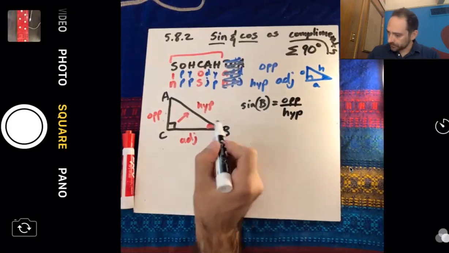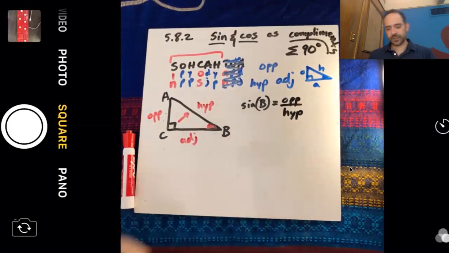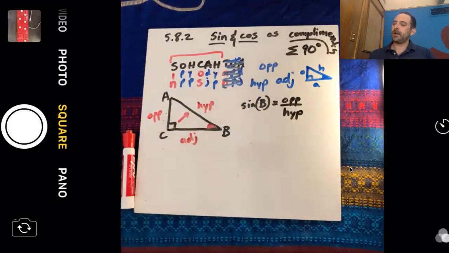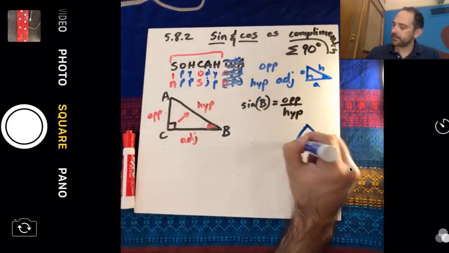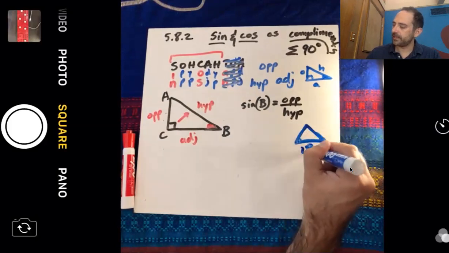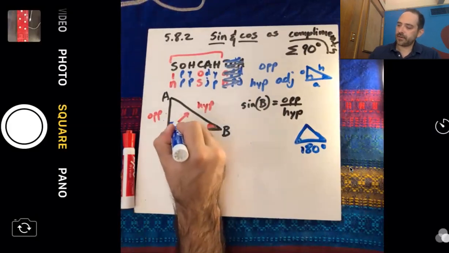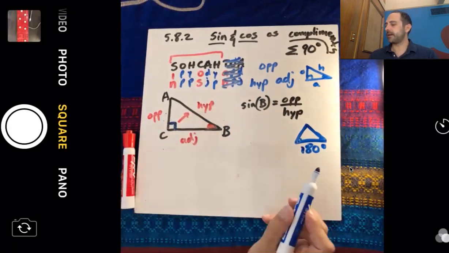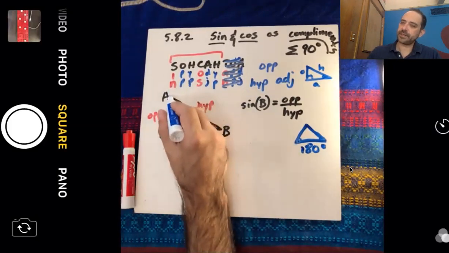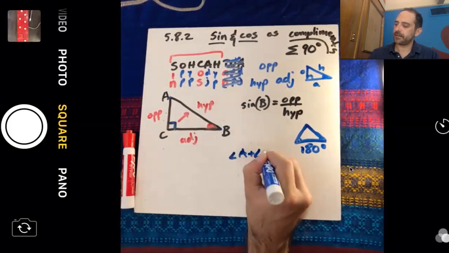Now, here's the thing. Remember that our ratios are based on what angle we're starting with. I want you to think about this idea. This is how this idea of the complement comes in. What do all the angles of a triangle add up to? All these angles have to add up to 180 degrees. So if this is a 90-degree angle right here, what do these other angles, angle A and angle B, have to add up to? What is angle A plus angle B?